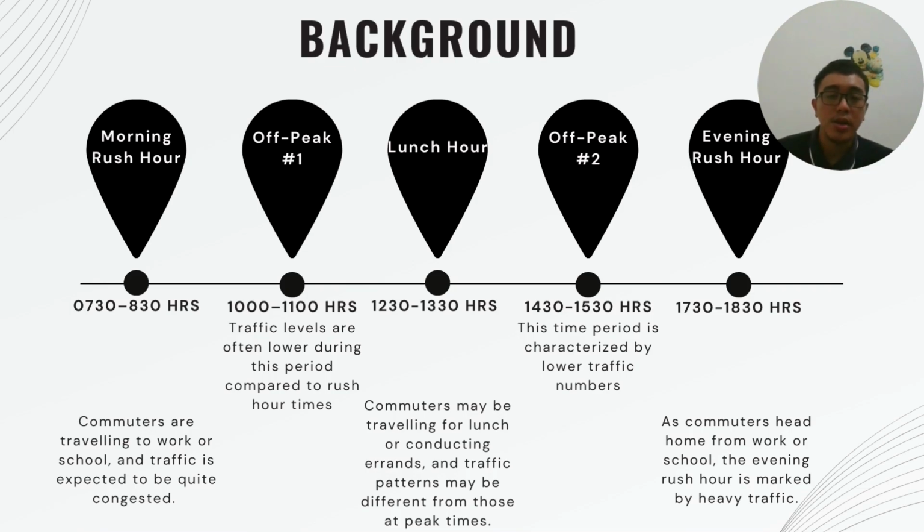The third one is the lunch hour, from 12:30 p.m. to 1:30 p.m., where commuters may be traveling for lunch or conducting errands and traffic patterns may be different from those. The fourth one is off-peak two, from 2:30 p.m. to 3:30 p.m. This time period is characterized by lower traffic numbers. The last time period is the evening rush hour, from 5:30 p.m. to 6:30 p.m., where commuters head home from work or school, and it is marked by heavy traffic.